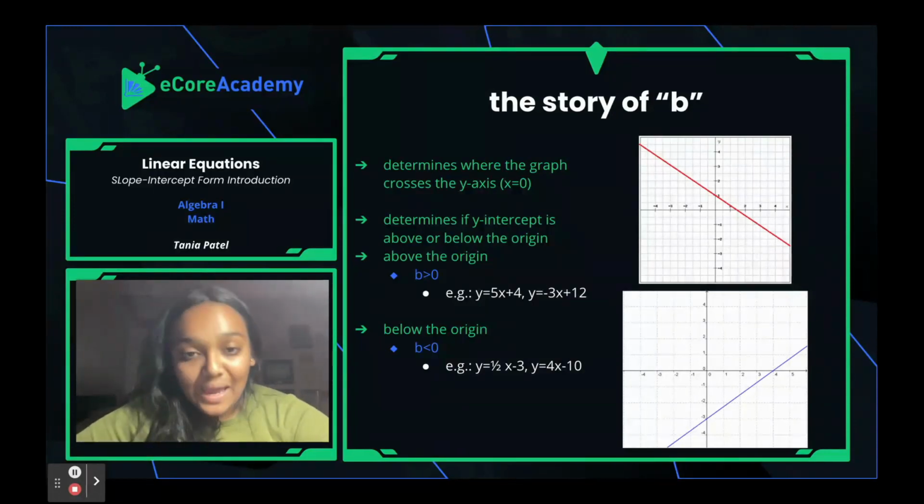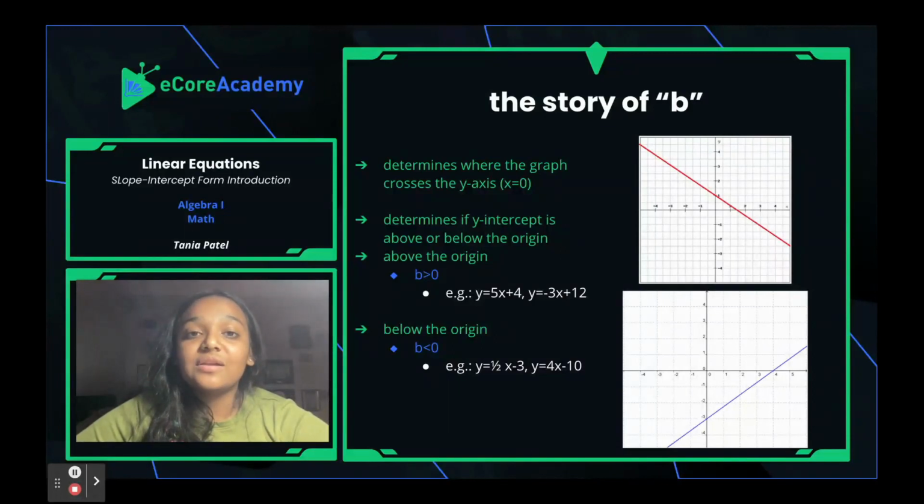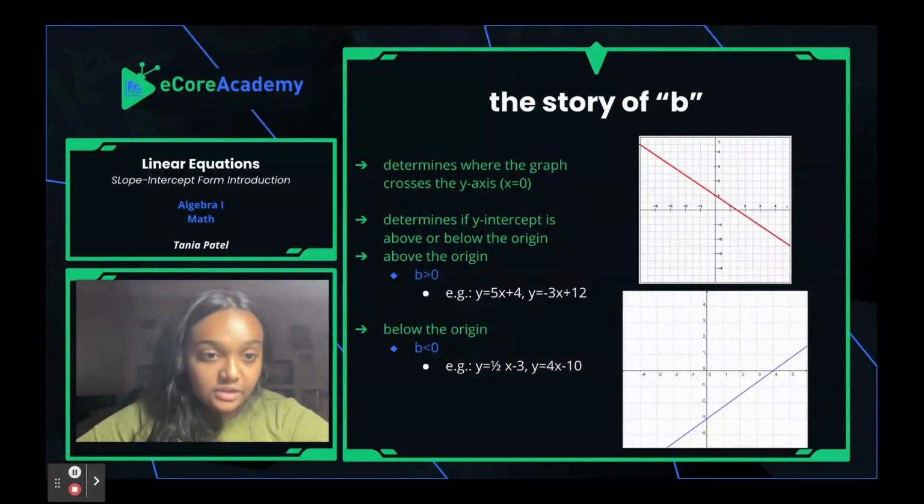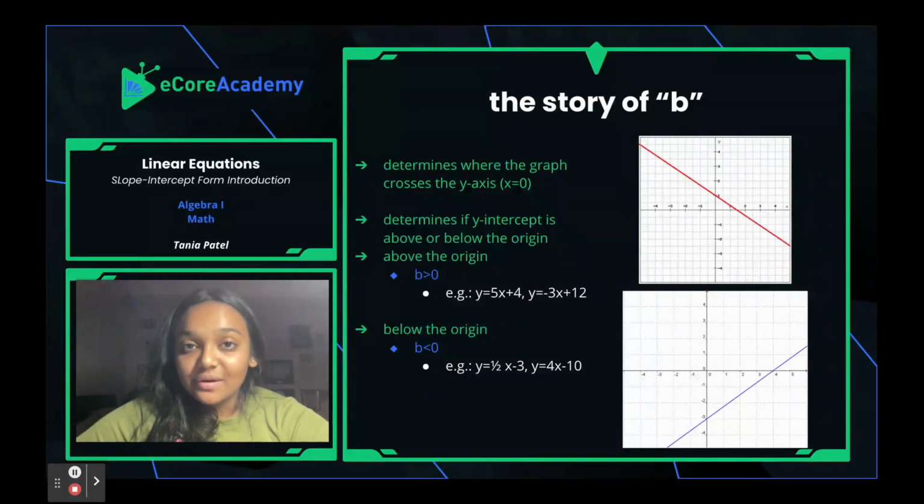Also, it determines if the y-intercept is above or below the origin. And you know that because if the y-intercept is above the origin, the b value, which is the y-intercept, will be more than 0, which means it's a positive number. So if the b value is a positive number, the y-intercept will be above the origin. If the b value is below 0 and it's a negative number, then it will be below the origin. But if the b value is 0, then it'll just cross through the origin. So it can quite literally just cross through this point right here.